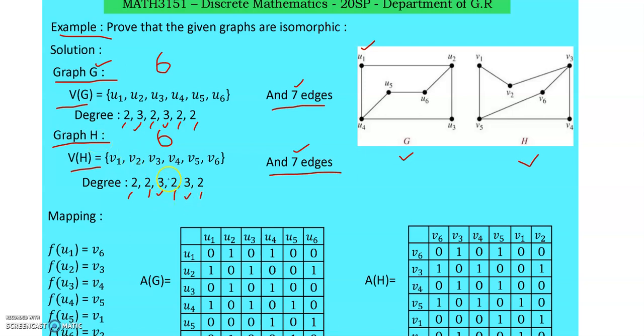So what we have to do first, 3 points. First, check the number of vertices in G and the number of vertices in H, whether both are matching. These numbers are the same. Second, check the number of edges. Yes, same. Now next we have to check the corresponding degrees, meaning how many 2 degrees, how many 3 degrees, how many, for example, 4 degrees, whether it is equal in the given two graphs.